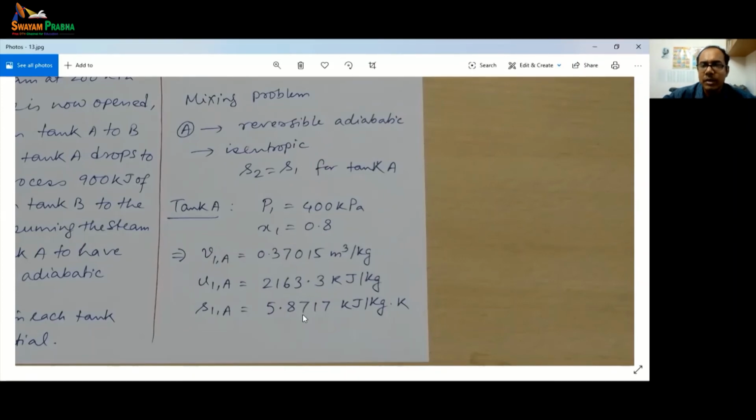So you can look up the values from the steam table and find the specific volume V1A, that means the specific volume at initial state 1 in tank A. Similarly, you can find the specific internal energy and specific entropy in the initial state in tank A. So all these things we now know.